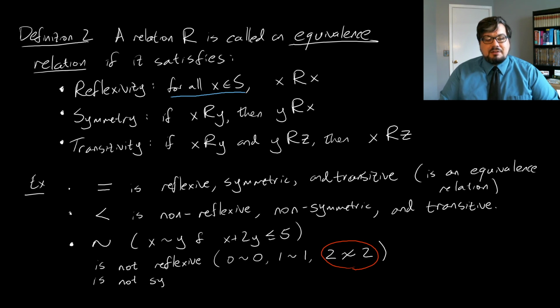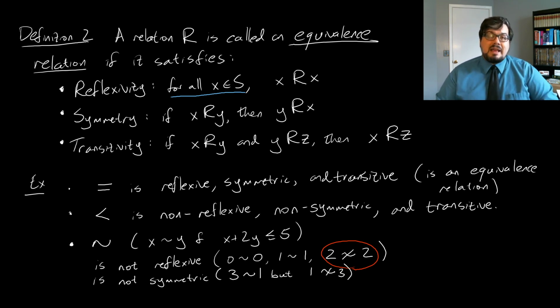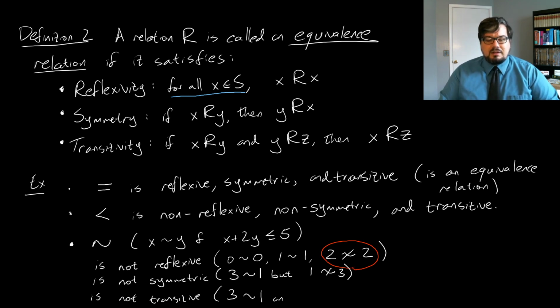We also have that it's not symmetric. We saw that last time by noting that 3 is related to 1, but 1 is not related to 3. All you have to do is come up with one example of an x and a y where x is related to y, but y is not related to x in order to show that your relation is not symmetric. It also turns out to be not transitive. And this one you might have to work on a little bit to figure out, but one way to do it would be the following. 3 is related to 1, and 1 is related to 2, because if I plug 1 in for x and 2 in for y, I get 1 plus 2 times 2 less than or equal to 5. That's true, so 1 is related to 2.